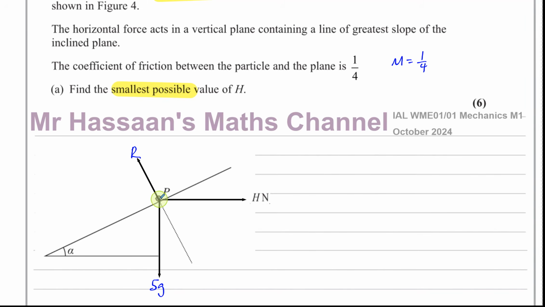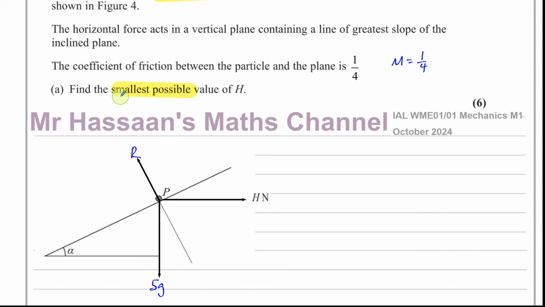If H is any smaller, it will slide down the plane. And if it was the opposite situation, if it said the biggest possible value of H, it means the biggest possible value of H such that this thing is still in equilibrium. It means it's just about to slide up the plane, and if you increase H any more, it will slide up.